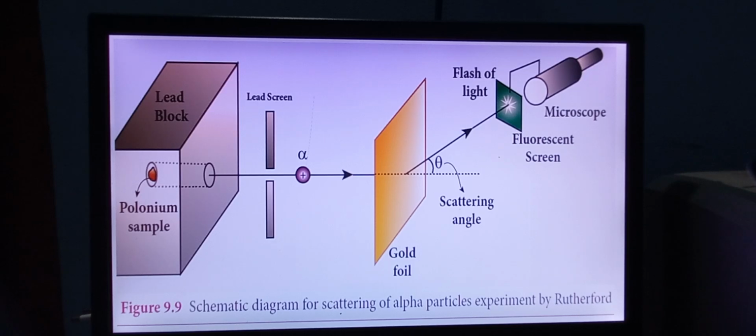Next, scattering of alpha particles experiment by Rutherford. So lead block and inside we are having polonium sample, lead screen, then flash of light, scattering angle, gold foil, then microscope, fluorescent screen.